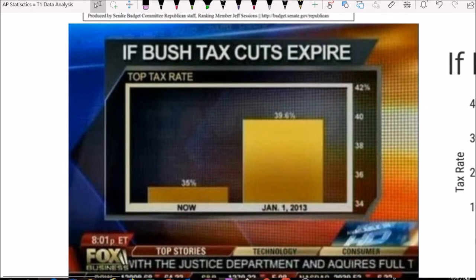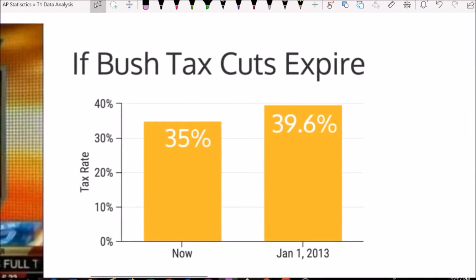Okay, we have a similar issue right here. This chart is comparing 35% against 39 or 39.6%. But what is this bar? Maybe 5 times more area than the first one? That's misleading. A more accurate graph would be this one. Okay, if you actually graph the numbers.